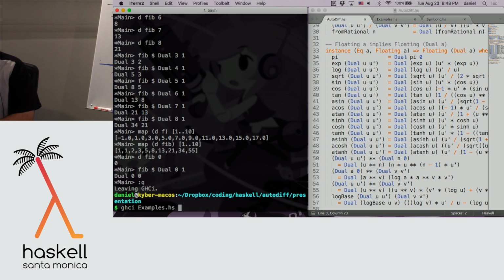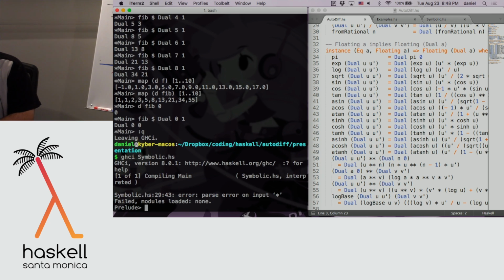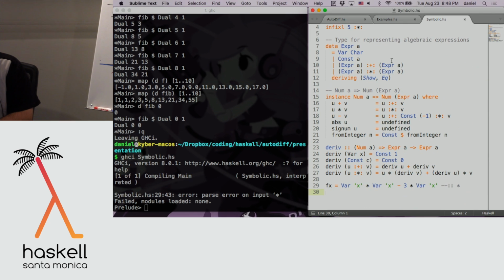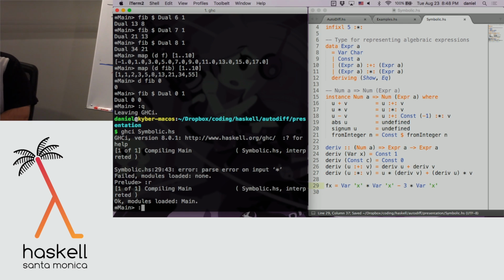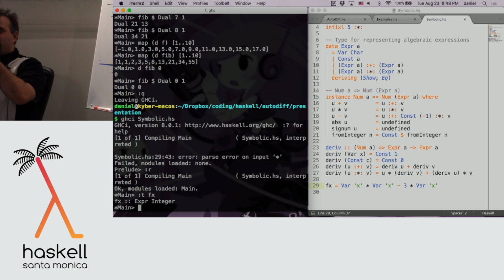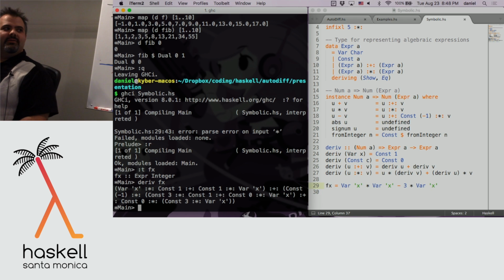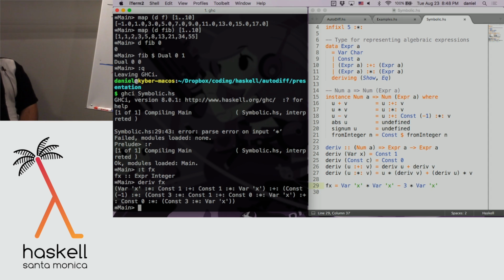So let's get out of here and let's go into GHCi. Symbolic failed. What's going on? On what line? Oh, it's not recognizing that that's a comment. Okay, just get rid of that. Thank you. Okay, so let's look at the type of fx. This is a function in the mathematical sense, but really it's an Expr of integers. And let's derive fx. And what we get is an expression that is the derivative, but it's not very simple, and it's not very pretty.